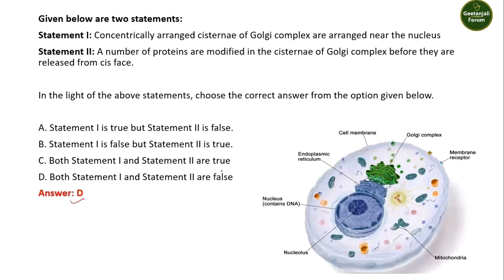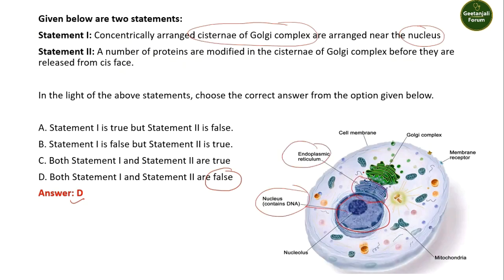So this question's answer is D. Both the statements are wrong. So how are both the statements wrong? In the first statement, they have said the cisternae of Golgi complex are arranged near the nucleus. In this figure, you can see this is the nucleus. Which organelle is near the nucleus? It is the endoplasmic reticulum. This endoplasmic reticulum is near the nucleus. And this is the Golgi complex, and this Golgi complex is far from the nucleus. That's why this statement is wrong, the cisternae of Golgi complex are not arranged near the nucleus.